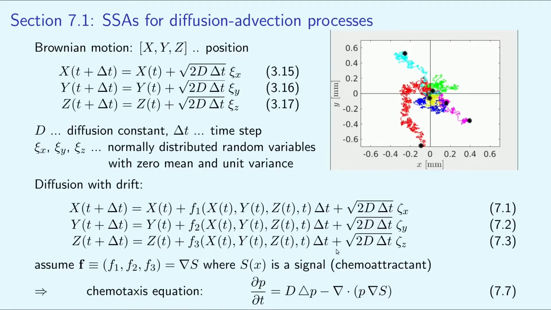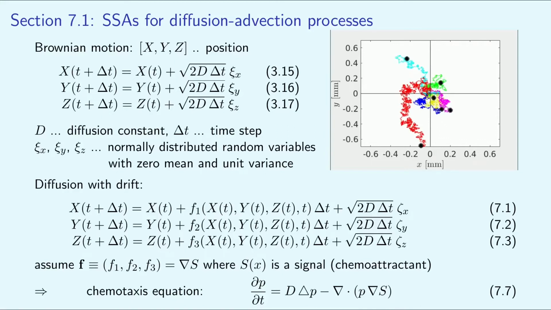In some applications, the drift vector is a conservative vector field, given as the gradient of a scalar function, which we will call a signal. Assuming that the signal is attracting modeled particles, then they will be aggregating around the maximum of the signal profile. The classic macroscopic description of such a process is given in terms of the chemotaxis equation, which in the case of a simple diffusion advection process does exactly describe the average behavior of the stochastic system.